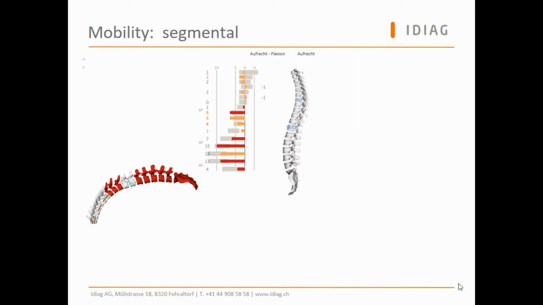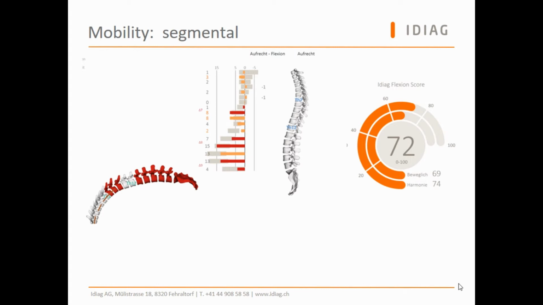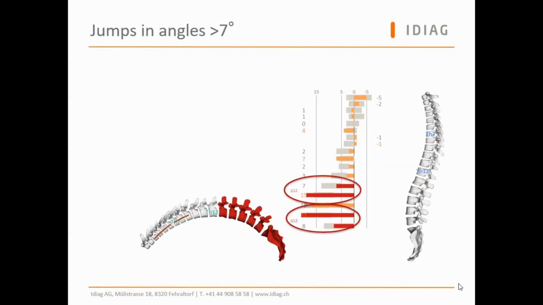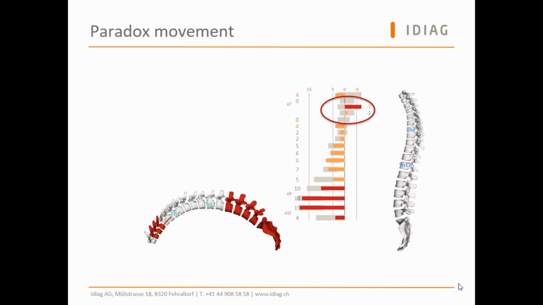This is also reflected on the Idiag spine score on the right side. Here again you can see jumps in angles on the segmental area. This will lead to subtraction of the Idiag spine score. Here you can see how disharmonious the movement from the upright position to the flexed position is. And you can also see when a vertebra behaves paradoxically.